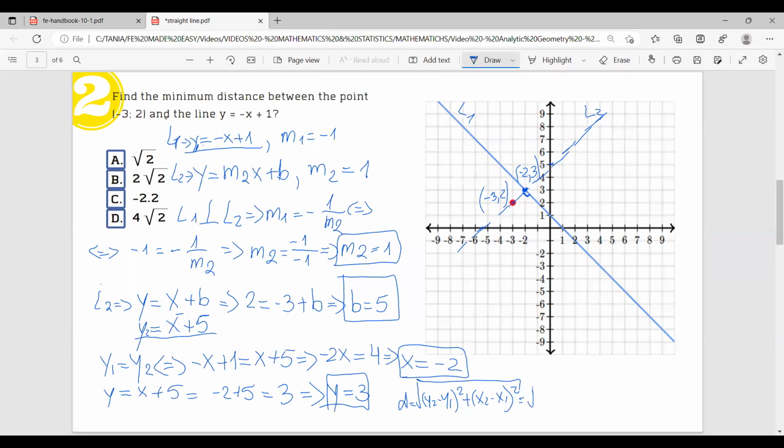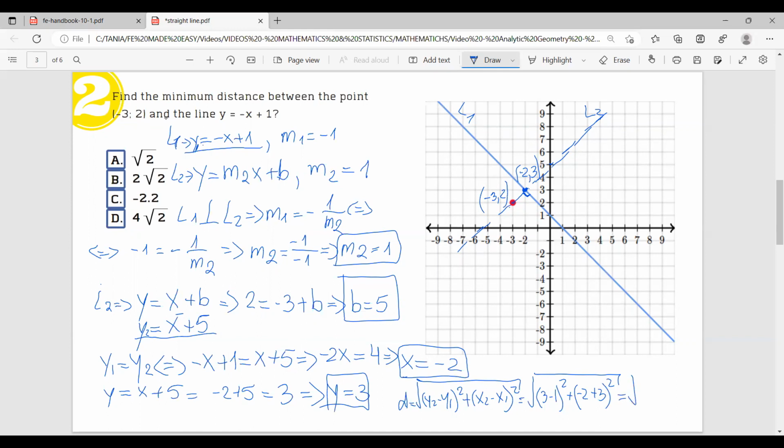and this equals 2. So we can set any of these as y2 or y1, it doesn't matter because if we get a negative number, it's going to be squared. I'll take this as y2, the point we just found. So 3 minus 2 squared plus minus 2 minus minus 3. That's going to be plus 3 squared.